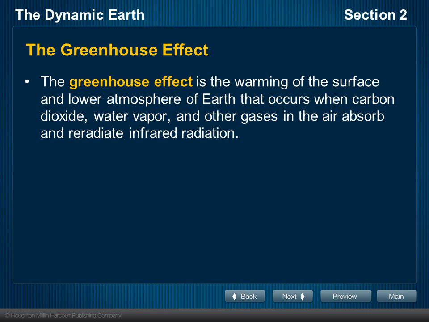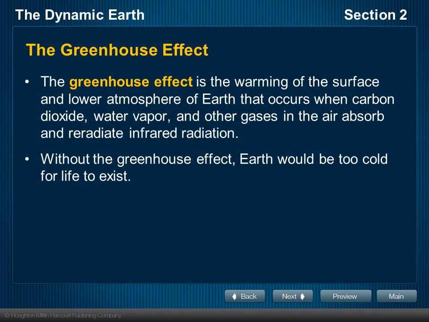The warming of the surface and lower atmosphere of the Earth occurs when carbon dioxide, water vapor, and other gases in the air absorb and re-radiate infrared radiation. It helps the planet maintain the temperature to sustain life. The atmosphere functions like a greenhouse. If there was no greenhouse effect, the Earth would be too cold for life to exist. Okay, so the greenhouse effect is, regardless of what is said about it, and we're gonna watch a movie about global warming that has scientists presenting different models than maybe what you've normally been presented with, regardless of all that, it is a needful operational paradigm in order for life to be sustainable on the planet.